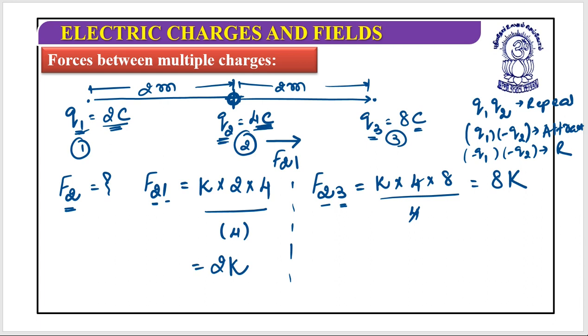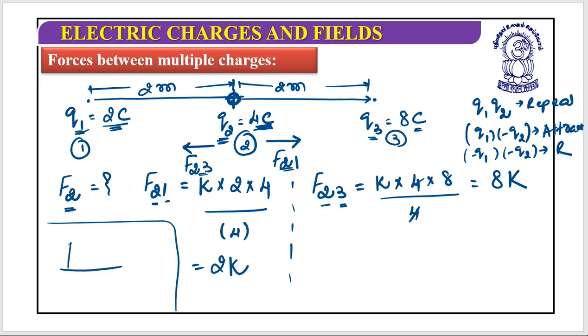For repulsion, the 4 coulomb charge must move away from the 8 coulomb. I think it seems clear. For repulsion, I repeat, the 4 coulomb charge seems to move away from the 8 coulomb. So it would be in this direction. This is the force on the second due to the third. Now look at this. This charge has two forces, F21 and F23. Both are in opposite directions.